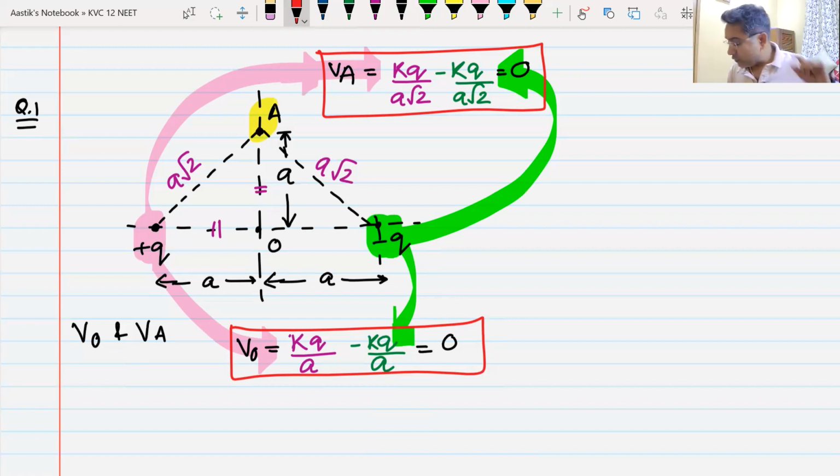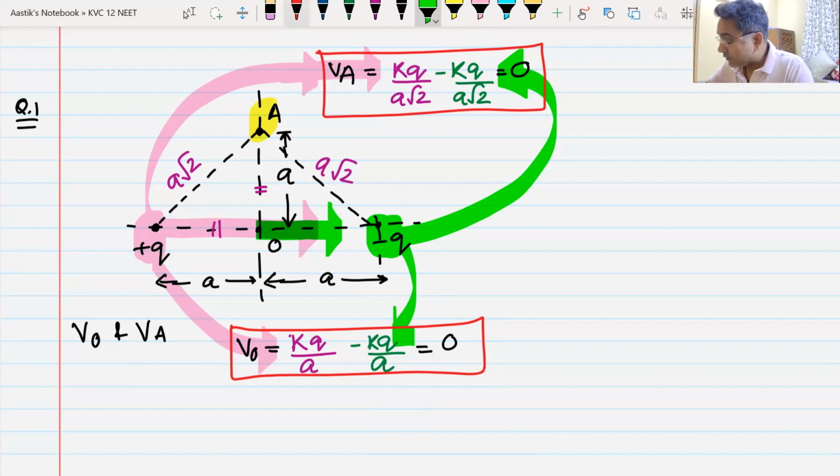But if you look at the electric field, if I talk about the electric field due to charge Q, it will be going like this. Yes or no, my dear friends? Yes, sir. What will be the value? Tell me the value. KQ by A square. Electric field due to the green charge will also go like this. Yes or no? What is the value? KQ by A square. Electric field is not 0.